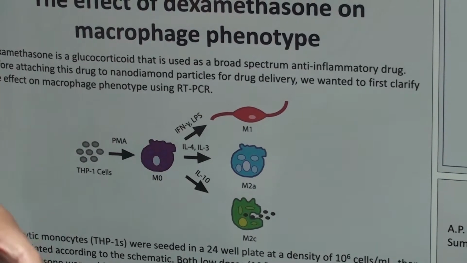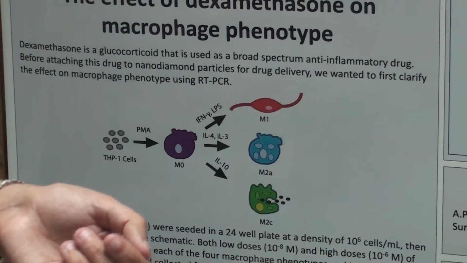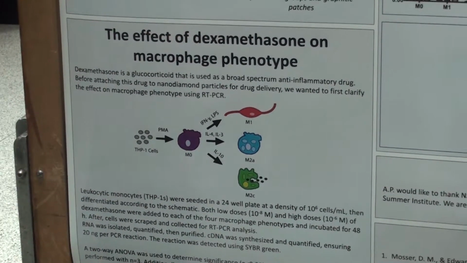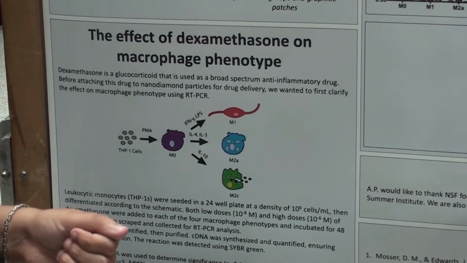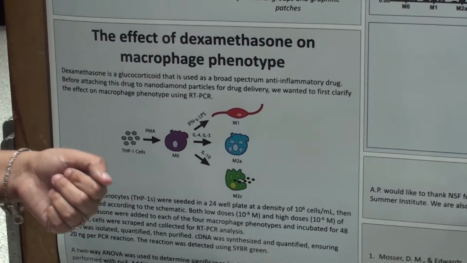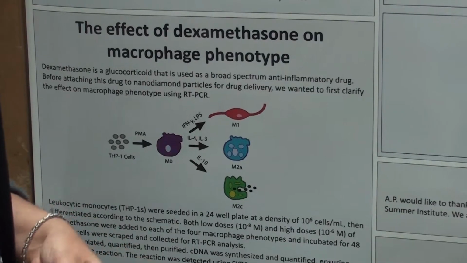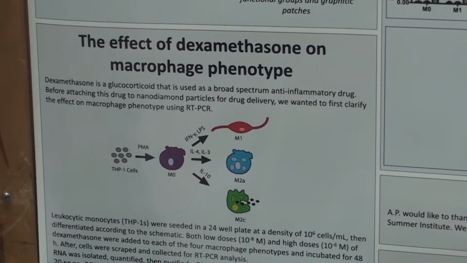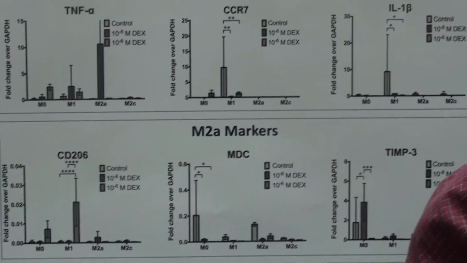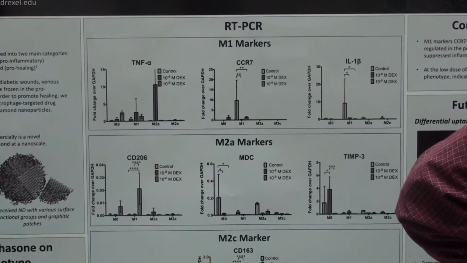So these were seeded. We added different doses of dexamethasone, a high dose of 10 to the negative 6 molar, and a low dose of 10 to the negative 8 molar of dexamethasone. And what we think this drug will do is, it's a steroid. And as you know, steroids are known to decrease inflammation. And so we wanted to see if this was really what was happening and if it was actually inducing a pro-healing response in addition to decreasing inflammation. So we used RT-PCR to quantify this using known gene markers for the 3 different major types of macrophage phenotypes.